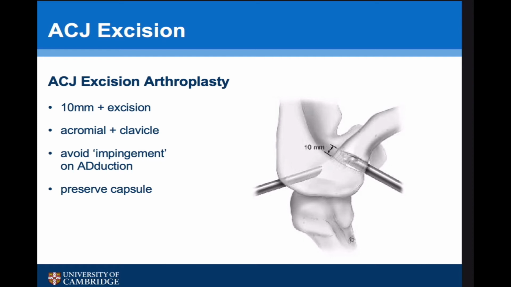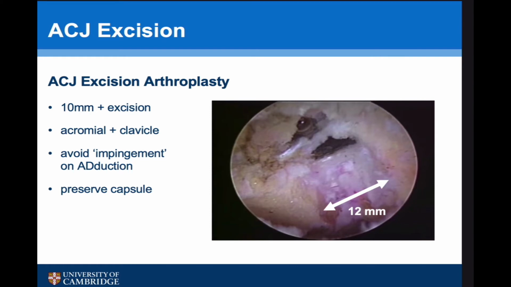So you require 10 millimeters of excision, so you can either excise 10 millimeters of the lateral end of the clavicle. Sometimes, if you're a little bit concerned about that, you can actually remove an element of the acromion. The importance of this is you want to avoid any residual impingement, so you need at least a 10 millimeter gap to avoid impingement on adduction, and at the same time you're able to preserve the capsule.